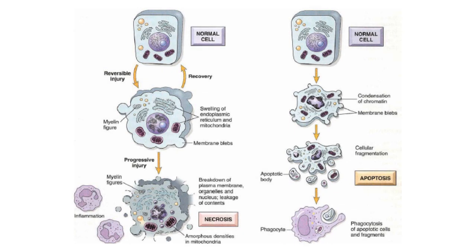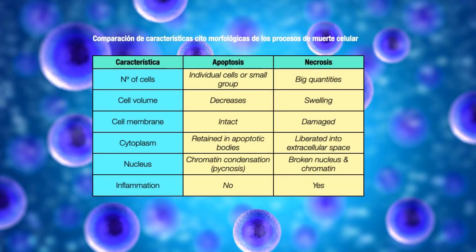Okay, and this image is for you to better distinguish necrosis from apoptosis. You can say that apoptosis is a clean type of cell death, while necrosis is a more dirty type of death. And here you have a table showing the main differences. So you see that referring to the number of cells, apoptosis will affect just small groups of cells, while in necrosis there are big quantities of cells.